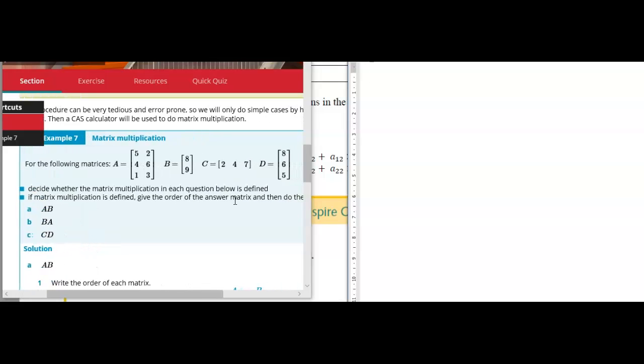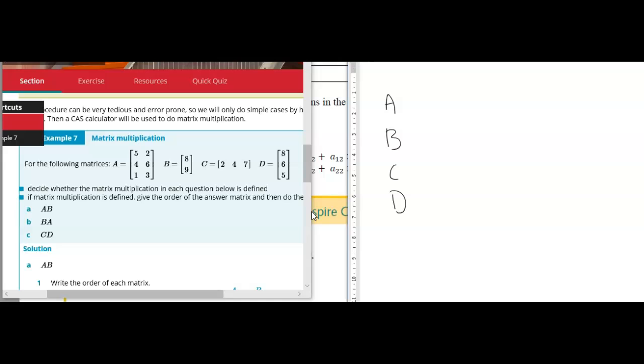Okay, so I got all my matrices up. Now with your matrices, let's just write the order of them. So matrix A, matrix B, matrix C, and matrix D. Remember, when you do your orders, you do the number of rows first.